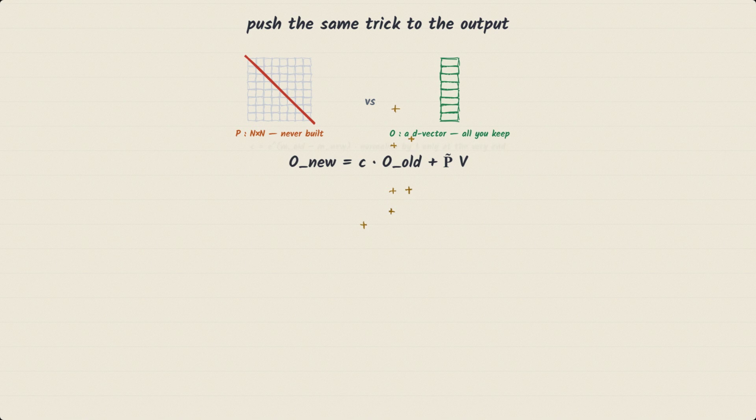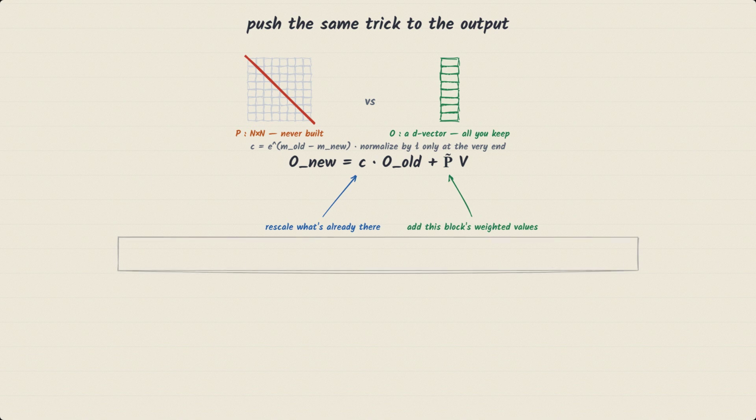This is the line that makes the whole paper work, so sit with it. The output is assembled block by block, and every time a bigger score appears, everything accumulated so far gets rescaled in place. You never hold the full row of attention weights. Never build a piece of that n-by-n matrix. Just a single d-dimensional vector, corrected as you go.